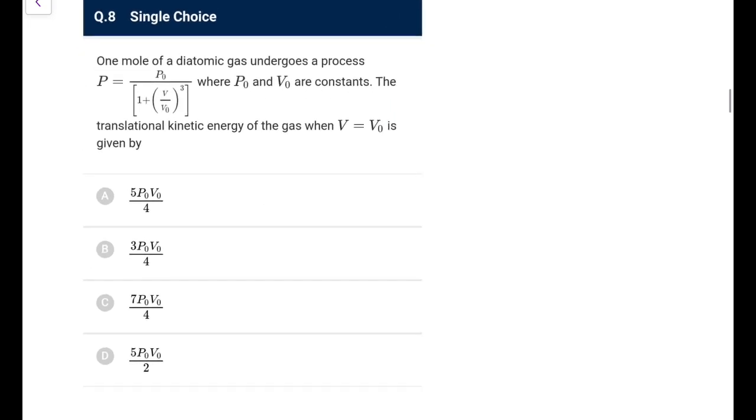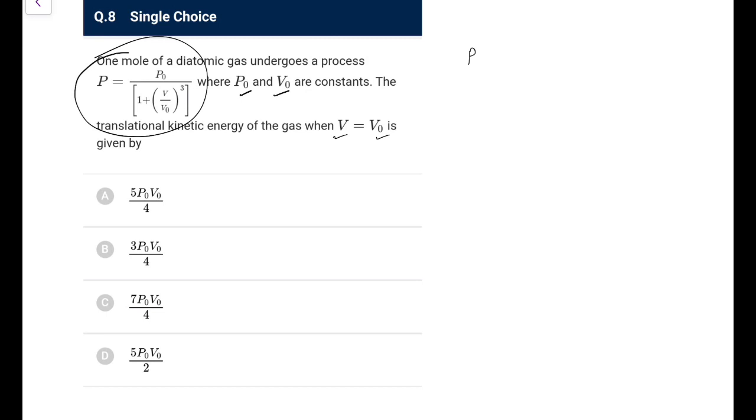Now a mole of diatomic gas undergoes a process like this, where P naught and V naught are constants. Find the translational kinetic energy of the gas when V is equal to V naught. So when V is equal to V naught, what would be the pressure? Just check it out. This is the mistake people make in this question. I have seen this question multiple times. I usually give it in my exercise sheets to my students.